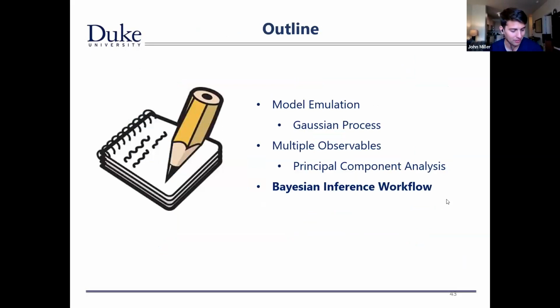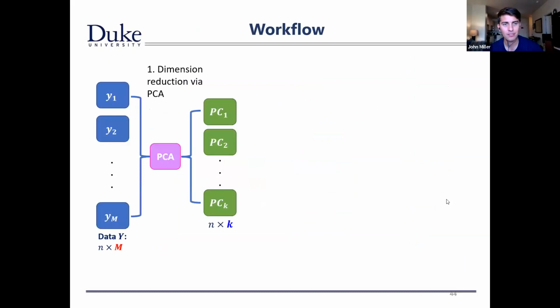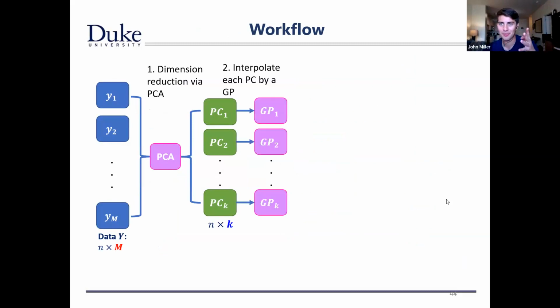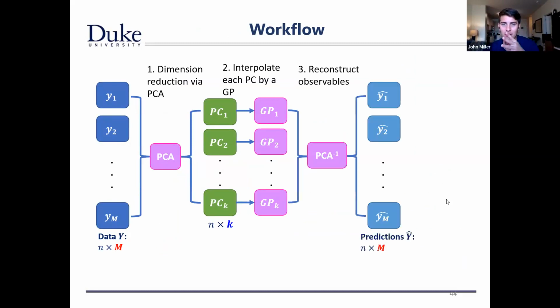So now let's look at the whole Bayesian inference workflow. We have our m observables. We do PCA to reduce our dimensionality and create k independent pseudo observables. We model each of these principal components with a Gaussian process separately, because we can treat them as independent after we've done this dimension reduction. Then, from these predicted values in the transformed space, we simply do the inverse of this PCA transformation to reconstruct our full M predicted values.